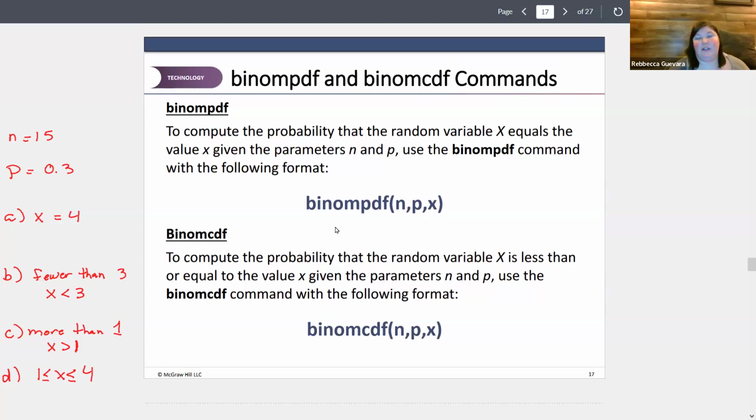So when we put this in our calculator, this is going to keep us in order that we're going to enter the number of trials we have, the probability of success, and the number of successes we have. That's the only information that we have to put in.